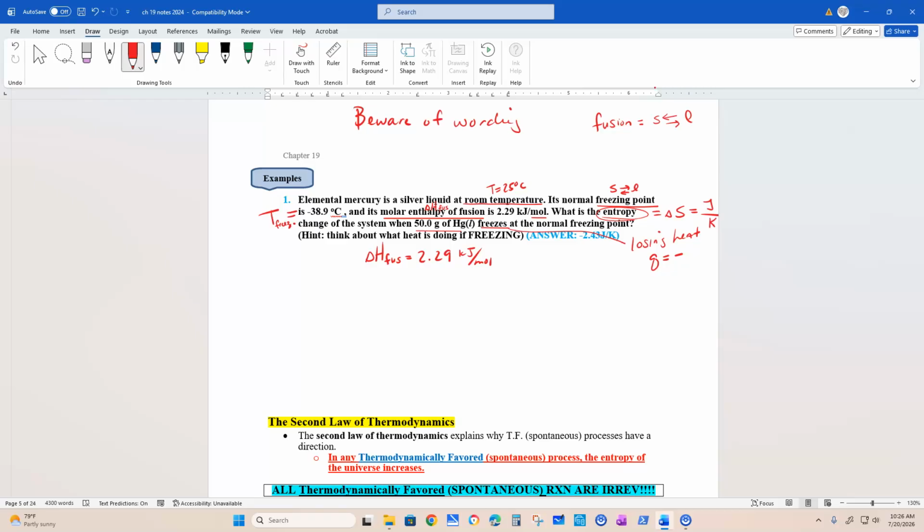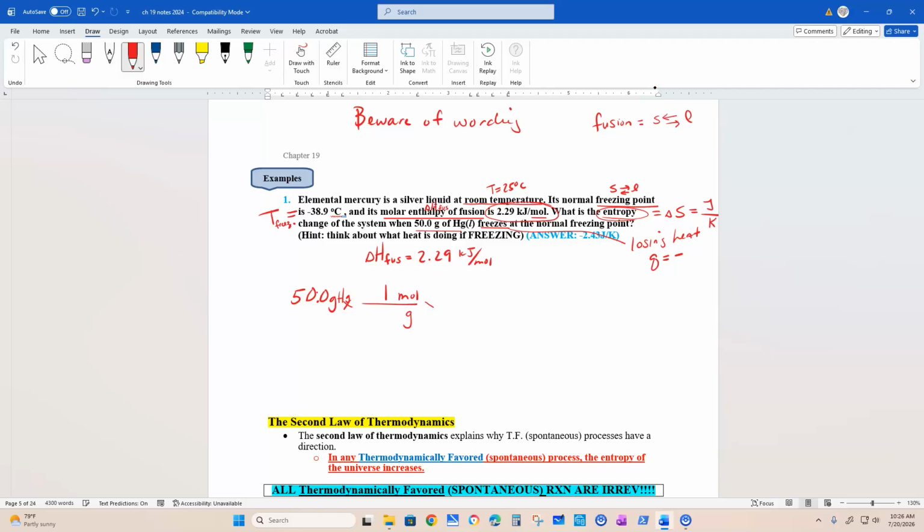So I'm going to start with those grams, 50 grams. The reason I'm starting with grams is because they gave me delta H, kilojoules per mole. So I go 50.0 grams, and I'm going to put the molar mass of mercury on the bottom, and I'm going to put 1 mole on top. Don't forget to put mercury right here. We need the molar mass of mercury. We'll look it up in just a second.